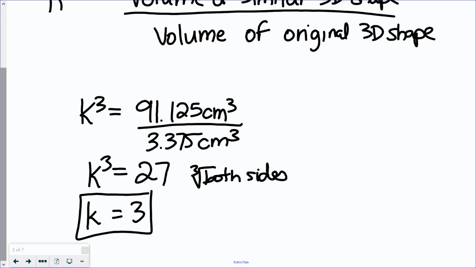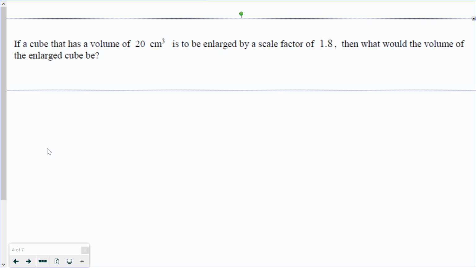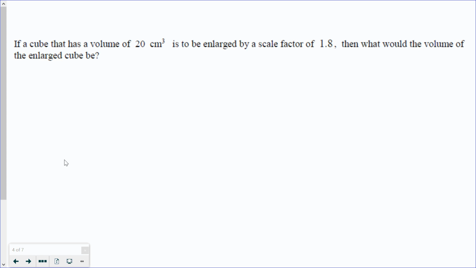Again, this new formula you can use for solving for your scale factor, or for solving the comparison of the volumes if you have the scale factor. So it depends what you're actually looking for. And so this next one says, if a cube that has a volume of 20 centimeters cubed is to be enlarged by a scale factor of 1.8, then what would the volume of the enlarged cube be?